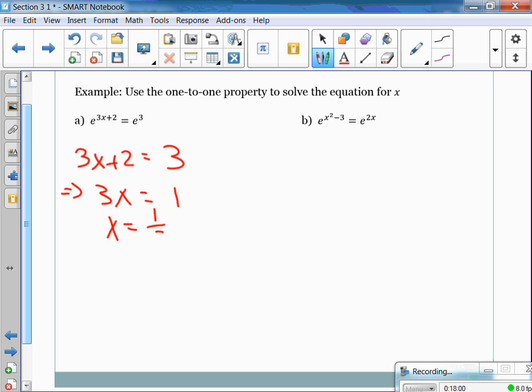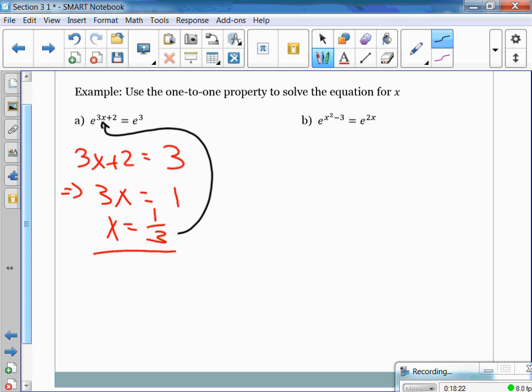Once again, we can check, make sure that makes sense. Take that x equals 1/3. 3 times 1/3 is 1. 1 plus 2, 3. Sure enough, we have that same thing we're looking at. And that took all of 5-10 seconds to check your work. Make sure that you don't have a negative sign, a positive sign, or something else happen.